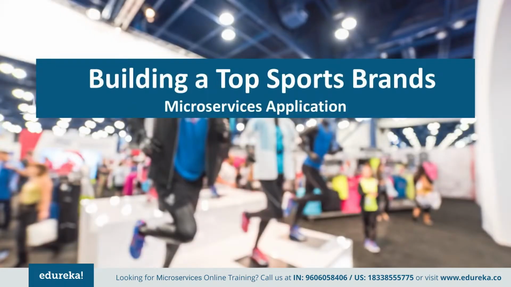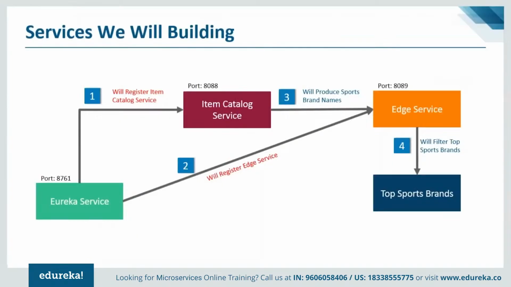And now we are going to focus on how to build a top sports brand. So this is our use case, guys. We'll be building a top sports brand. Let us see how we are going to do that. So in this Spring Boot microservice example, we'll be creating a top sports brand application, which will have three services. So you can see it in the diagram as well. So we have three services here. One is Eureka server, then we have item catalog service, and then we have edge service. So these are the three services that we'll be running.